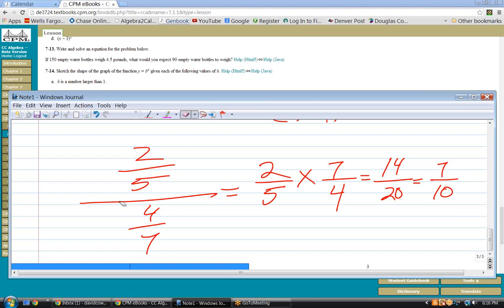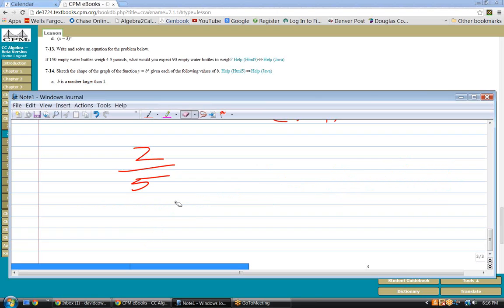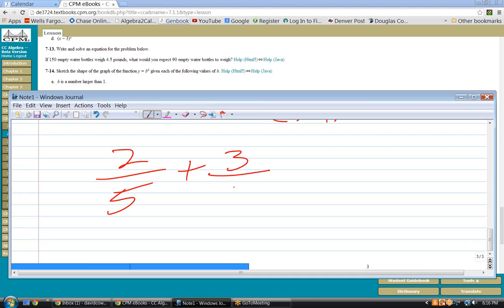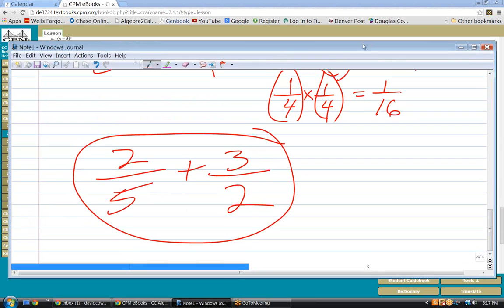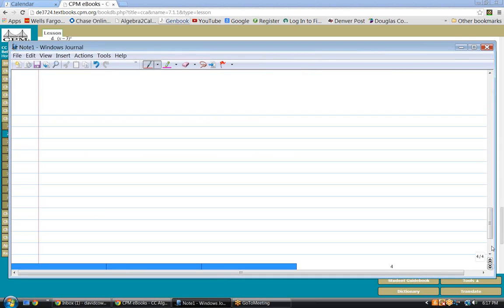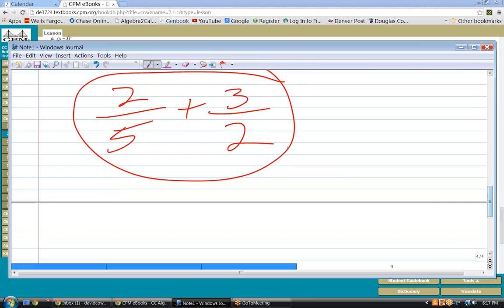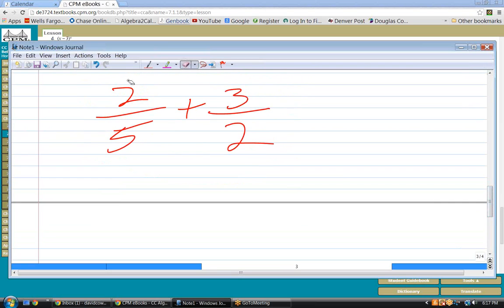Okay? So no matter how complicated the fraction, multiplying and dividing fractions is so much easier than adding fractions. This is a hard problem compared to multiplication. If I was multiplying these two fractions, I would just multiply tops, multiply bottoms. But when I am adding them, it's a much more difficult problem. Adding or subtracting is far harder than multiplication or division.